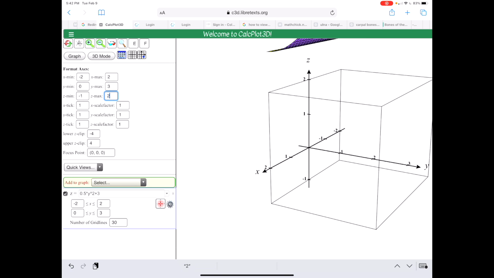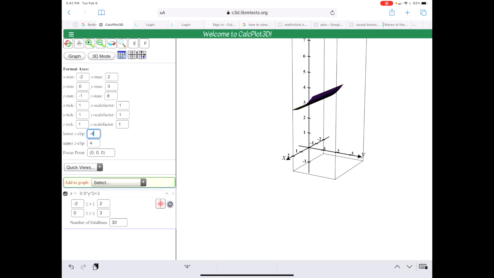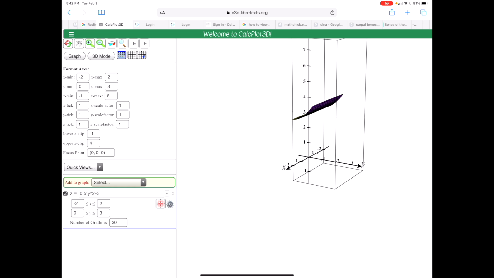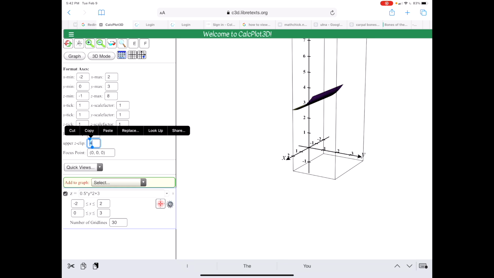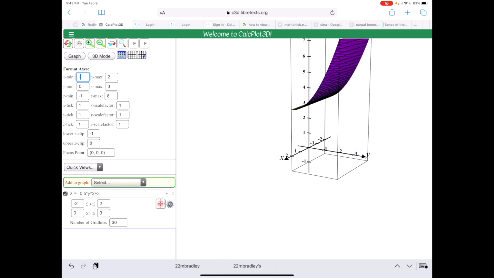And if you notice, if y was equal to 3 and you plug that into the equation, you get 9, you get 7.5. So I'm going to go ahead and take z up to 8. And then for lower z clip, we'll say -1. Upper z clip, we shall say 8. Got a pretty good picture of what's going on. Just so we have a little bit more wiggle room, why don't we put x from -4 to 4.